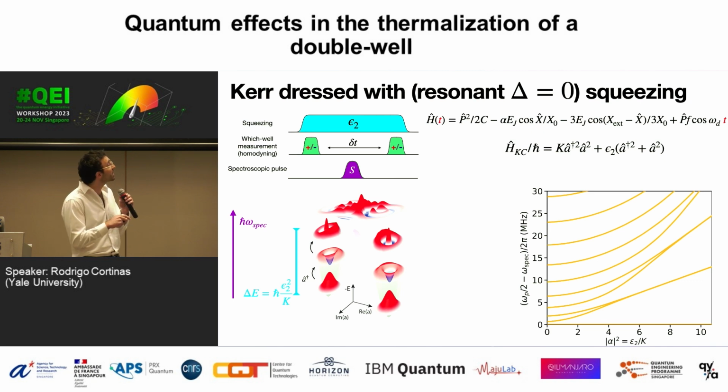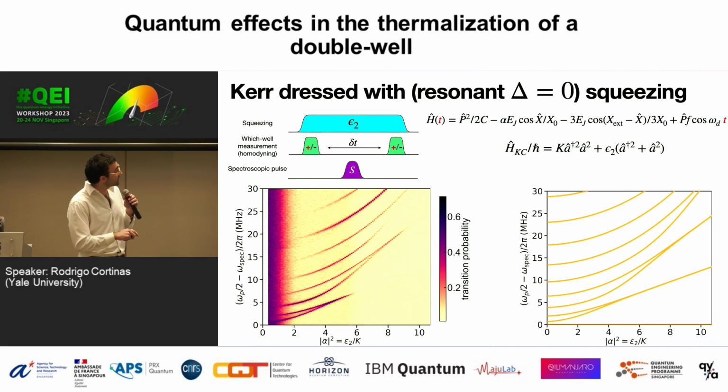So by asking a measurement again, did you stay in the same well I found you at the beginning, then I'll know if I actually hit a resonance with this spectroscopic pulse. I do the experiment. Here is the epsilon 2 axis, the squeezing amplitude. Here is the energy of the spectroscopic tone. In color, I have the probability of transition from one coherent state to the other. Yellow is the background, meaning I'm hitting nothing. And the color here means that I actually hit one of these quasi-energy state resonances.